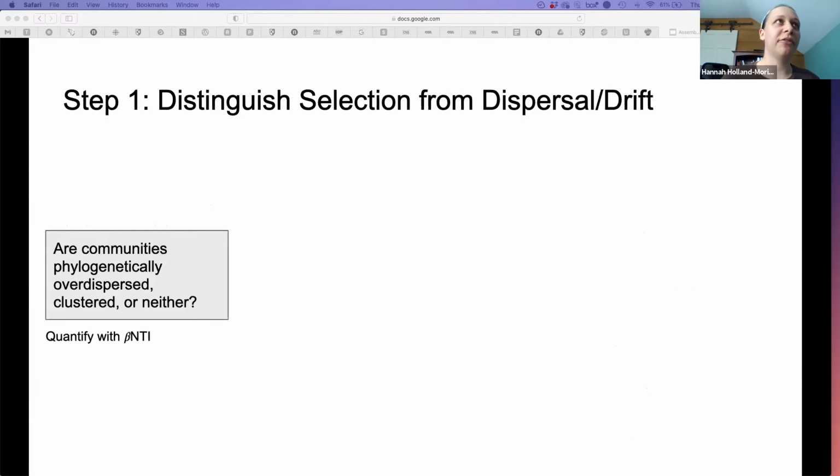Now, once you have those assumptions in place, or you have convinced yourself that those assumptions are relevant for the scale and resolution at which you're monitoring the community, you can do this 2-step process. The first step is you distinguish between selection and dispersal and drift. The way you do this is by asking if communities are phylogenetically over-dispersed, under-dispersed, or neither. Next slide, please.